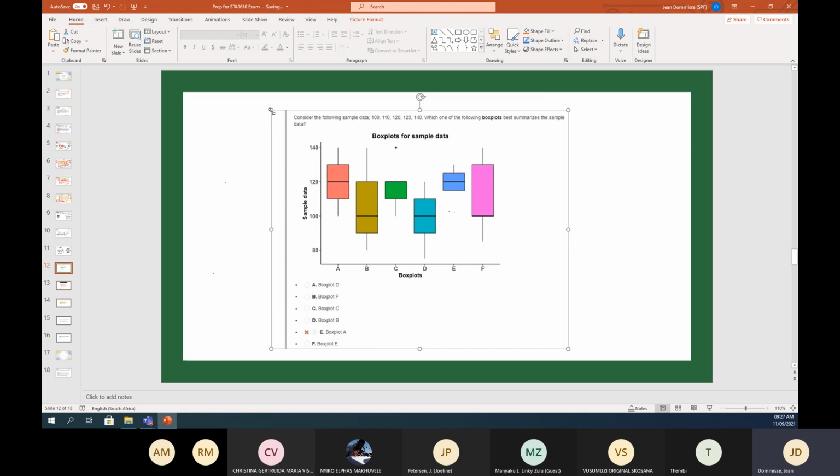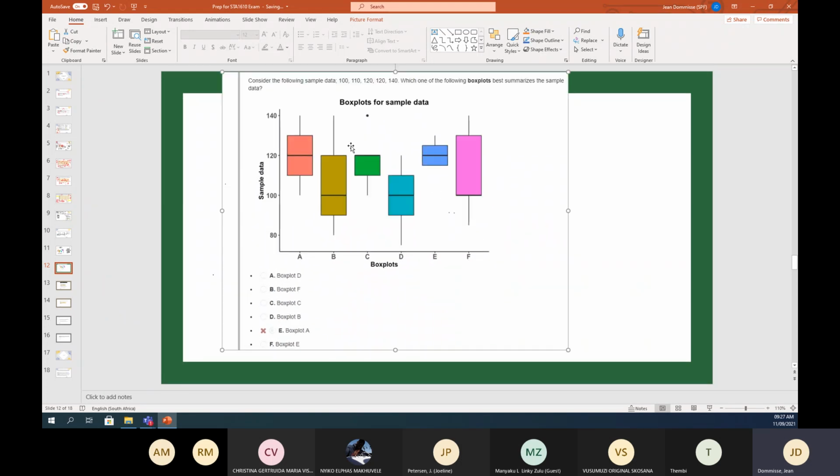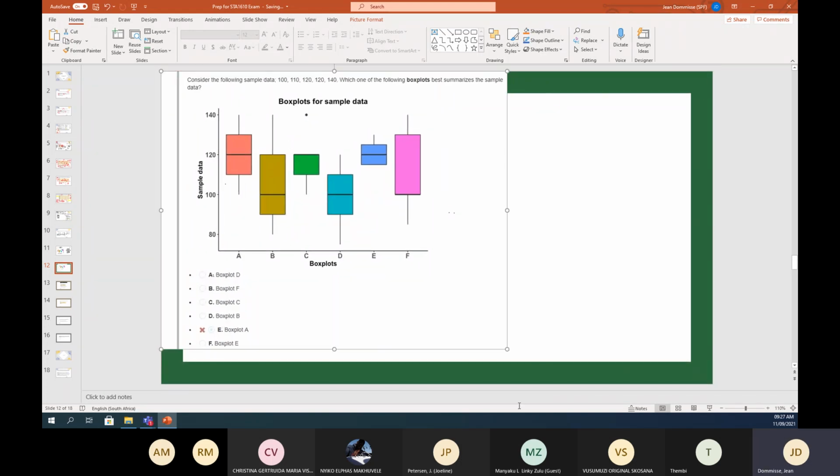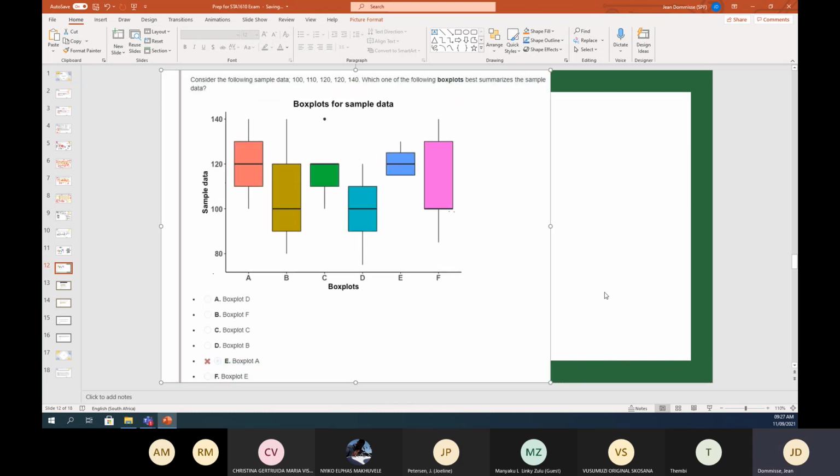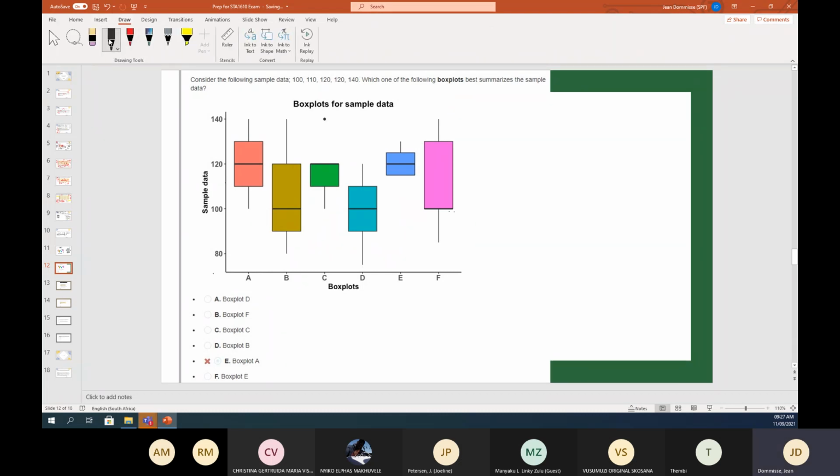Okay, so let's just do that. Let's make it a bit bigger. Okay, so just to quickly go through this one, it's nearly the same principle as the previous one.